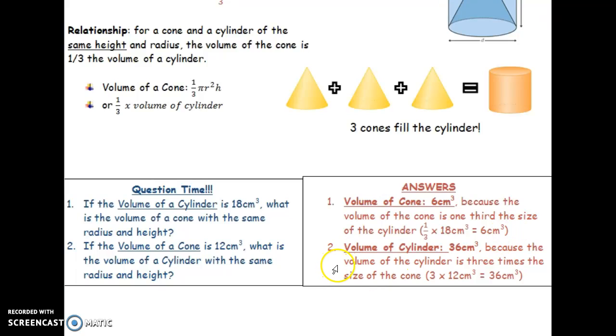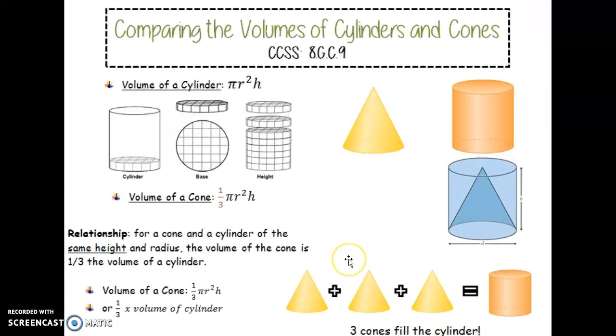For number 2, the volume of the cylinder is 36 centimeters cubed. This is because the volume of the cylinder is 3 times the size of the cone. So if the cone is 12 centimeters cubed, you multiply that by 3 and you get 36 centimeters cubed. So hopefully this video helped you to better understand the relationship between the volume of cones and the volume of cylinders.